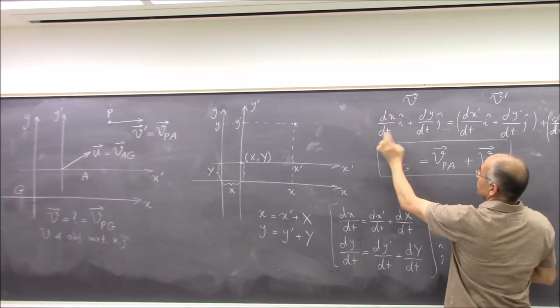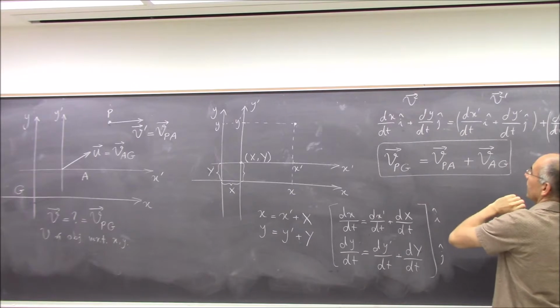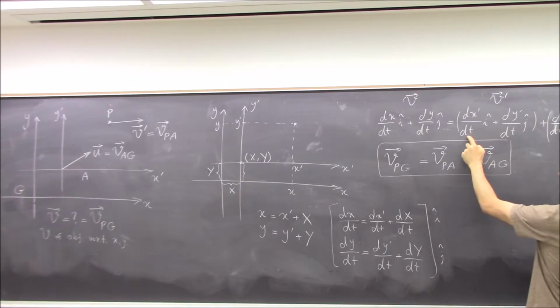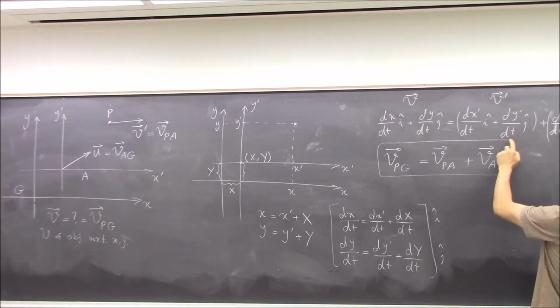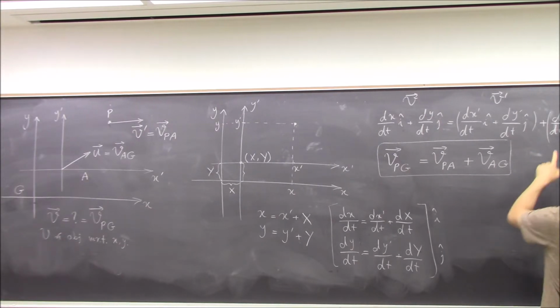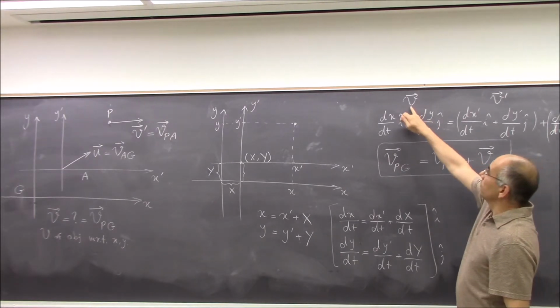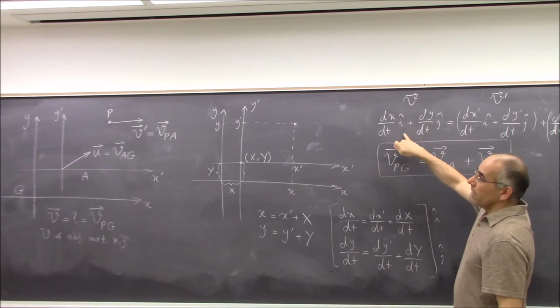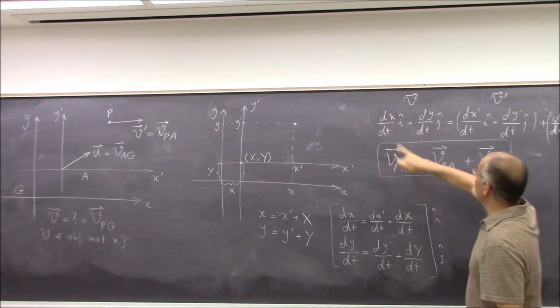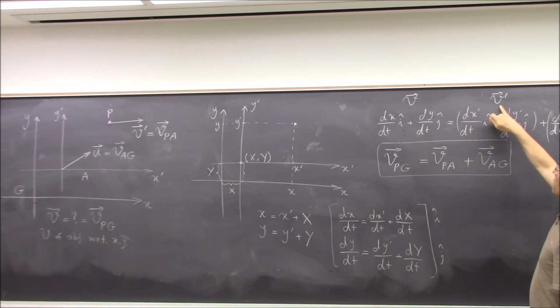We get dx over dt i hat plus dy over dt j hat, and dx prime over dt i hat plus dy prime over dt j hat, and then we get d capital X over dt i hat plus d capital Y over dt j hat. This was the velocity with respect to the unprimed coordinate system. This was the velocity with respect to the primed coordinate system. And this is the velocity of the coordinate system that's moving with respect to the stationary coordinate system.